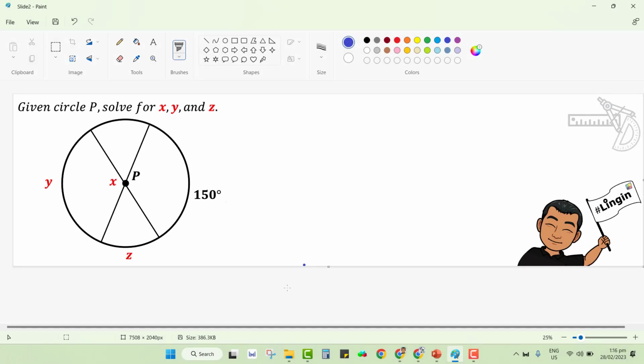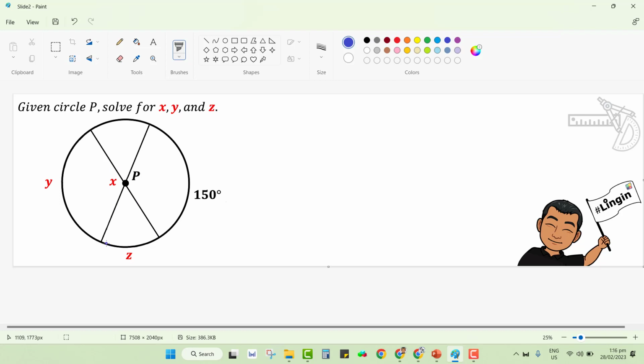To solve for the variables x, y, and z for this given circle P, we need to look into the relationships or the representations of the given variables. For x, it represents this central angle, as this is the angle formed by the two radii of the circle and where the vertex is at the center of circle P. Y is what we call the intercepted arc of angle x.